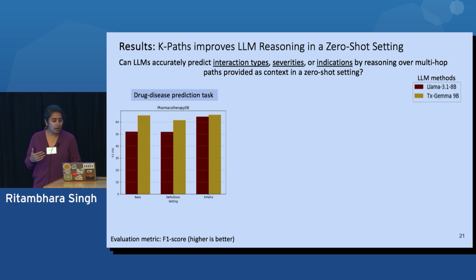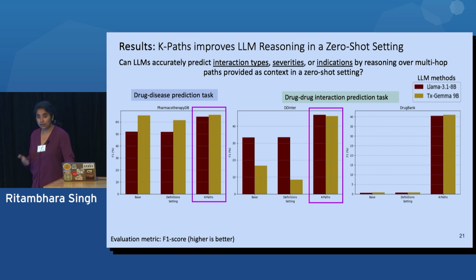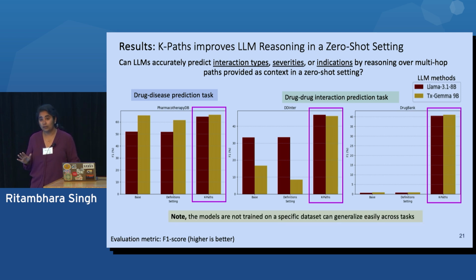When we start looking at the drug-drug interaction prediction task, we see more improvement while using k-paths for both the models. And then when we look at the most complex task, which is 89 different predictions for the DrugBank dataset, we see a drastic improvement in the performance. I don't even have to highlight it. What I would like to note here is that none of these models have been trained on any specific dataset or any specific task. This is just augmentation generalizing in a zero-shot setting across the three tasks.